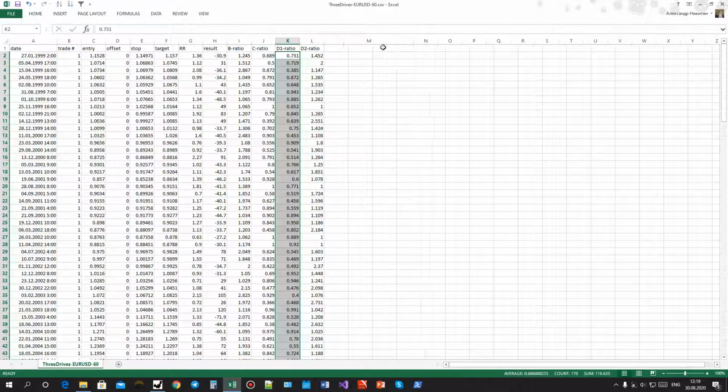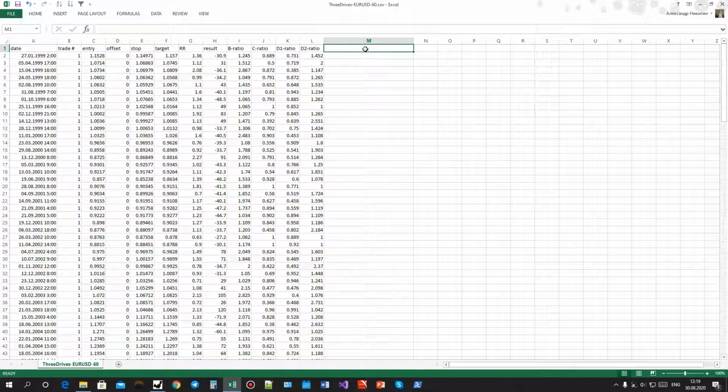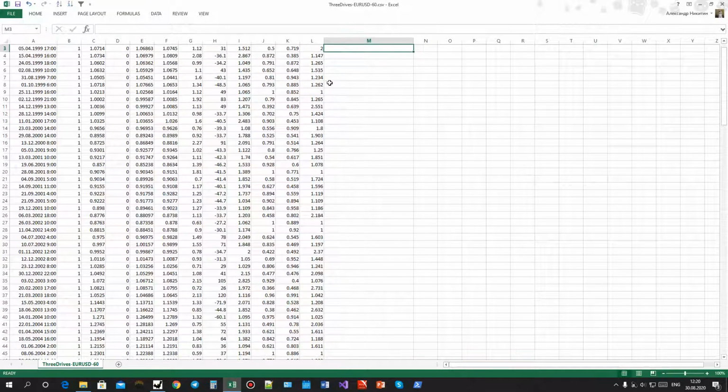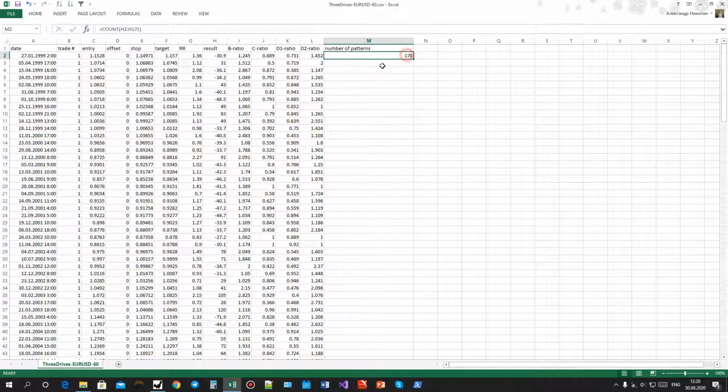The statistics. So, number of patterns. It is calculated by the formula count, and we will calculate the result. Okay, done. 170.